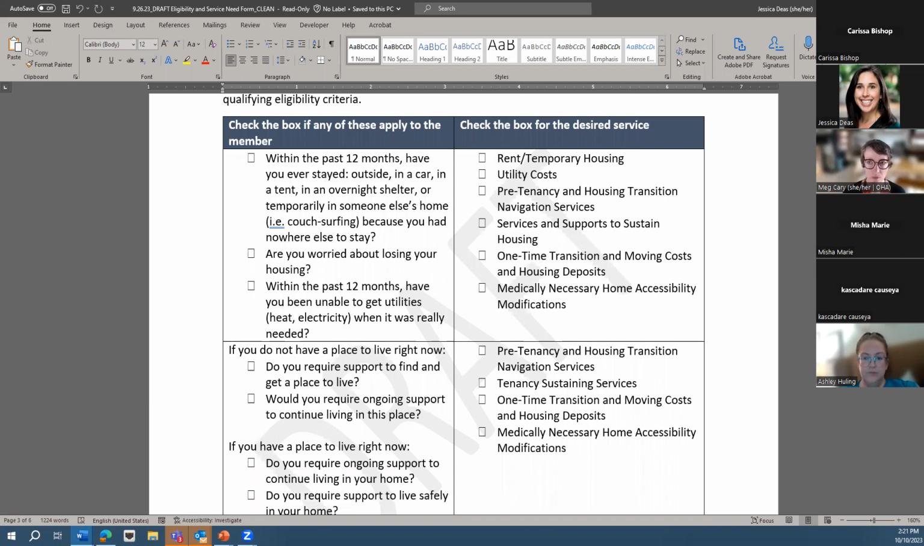Yeah, because that question, are you worried about losing housing? I don't think that's relevant whatsoever, given the actual criteria for being able to obtain these services. It's very misleading. Point taken. Thank you.